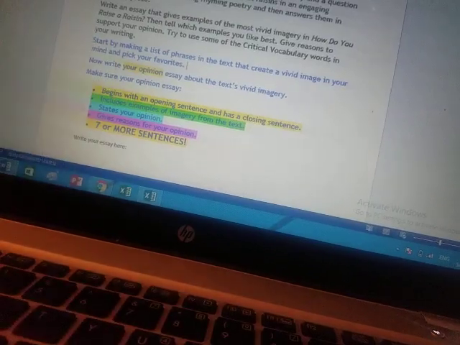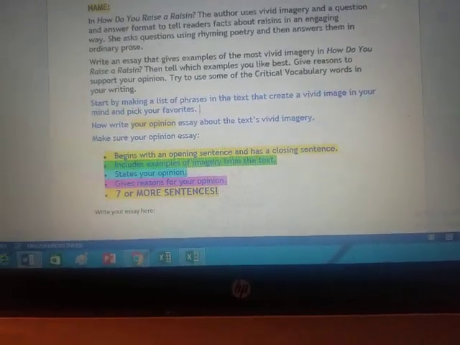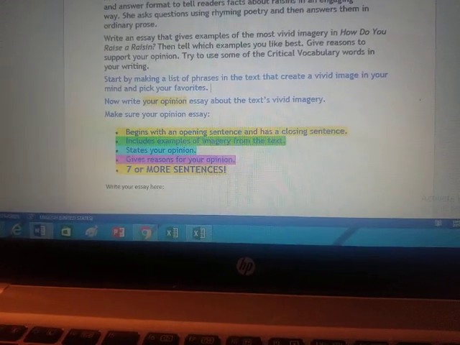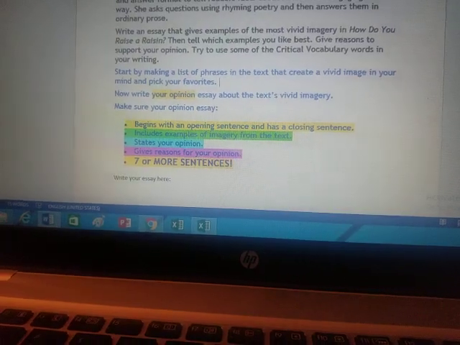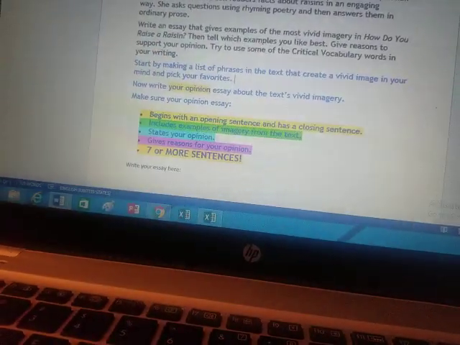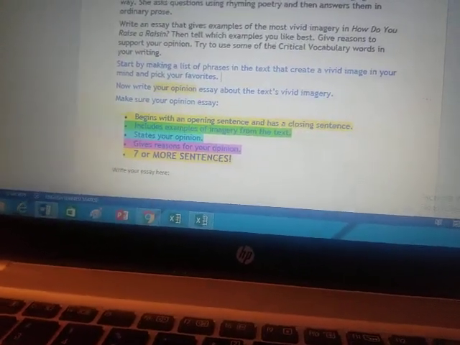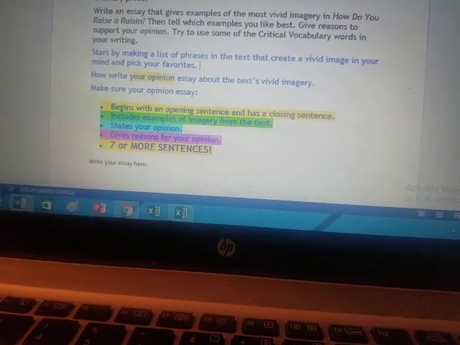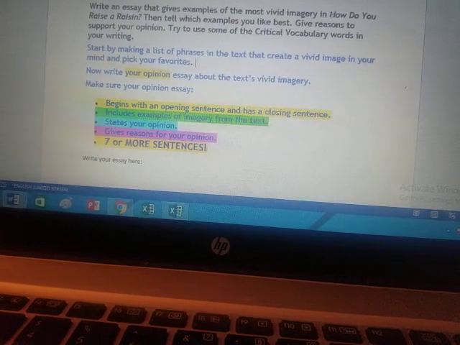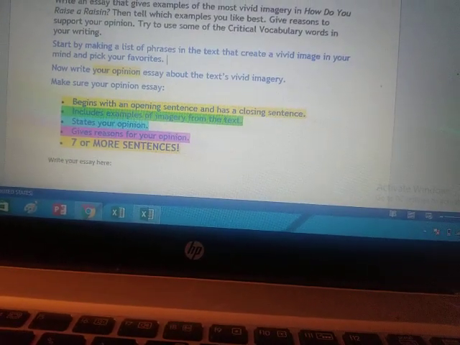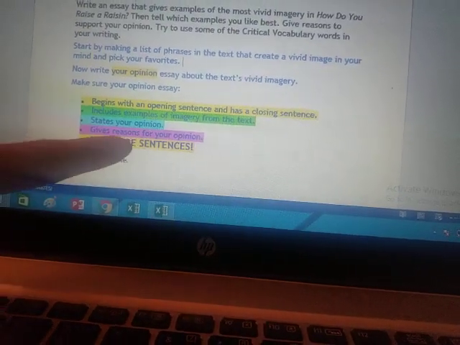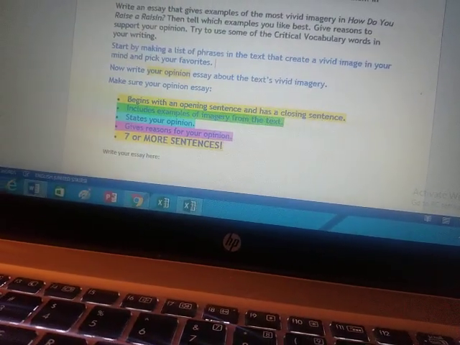It states your opinion. You got to tell me why you like it. Or if you don't like it, then say you don't like it. Again, it's your opinion. If you don't like it, you don't have to say you like it. Okay. And then give me reasons for your opinion. Again, reasons mean why. Because I like that they used that the raisins were sweet and dry and shriveled because, and tell me why you liked it. Or why you didn't like that word or that imagery, okay? And again, 7 or more sentences.